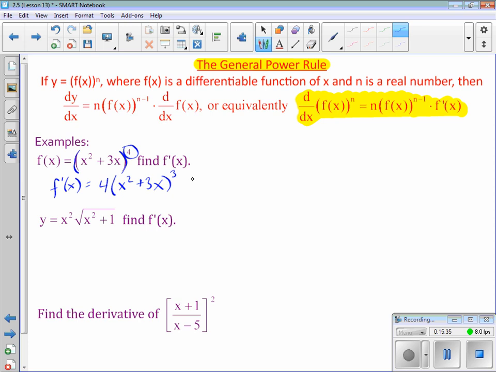Then the biggest thing, the chain rule here, you have to multiply by the derivative of the inside. What's the derivative of the inside? 2x plus 3. Any questions on that? And yeah, you're essentially done there. So I'd probably reorder it here. Pull the 4 out front, put the 2x plus 3 next, and then put this cubed piece in the back.